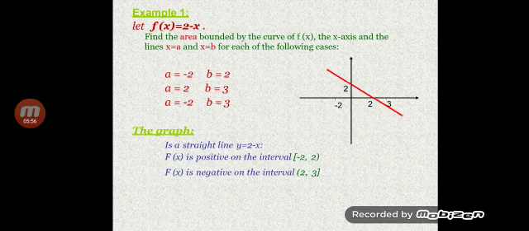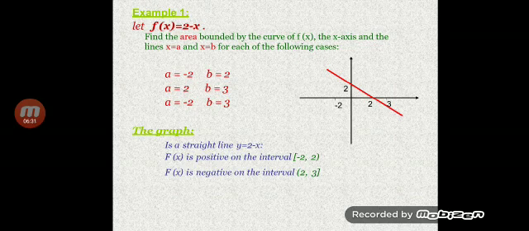3 parts we have to consider for the function f of x is equal to 2 minus x. Clearly it is a linear function, that means it is a straight line. y is equal to 2 minus x. By putting the different values we will get the intersecting points: on the x-axis it is x is equal to 2, 0 and y is equal to 2, also 0, 2. If you draw the line, it passes through (2, 0) and (0, 2), and you will get the red line.